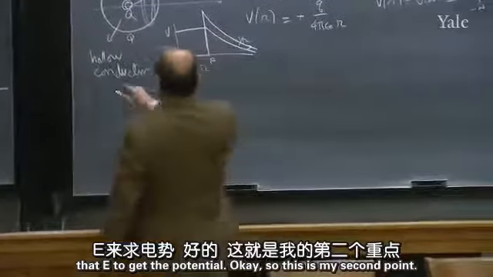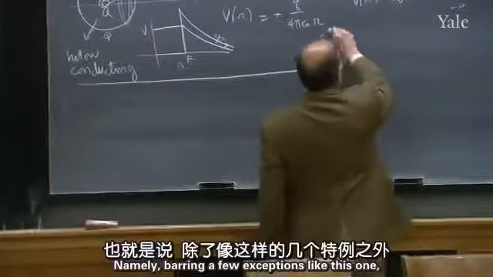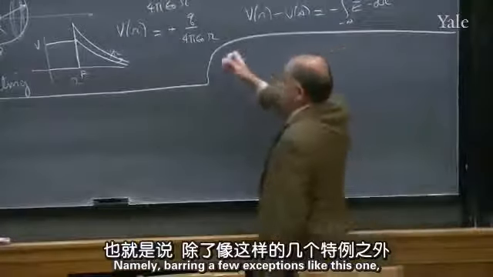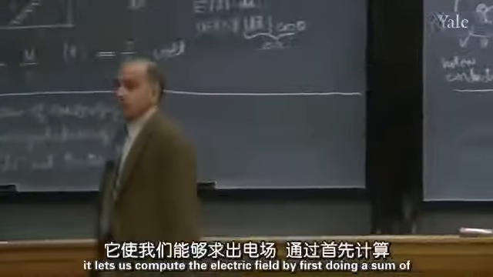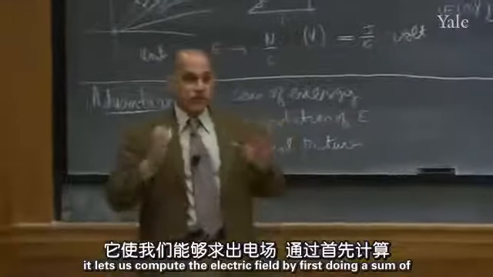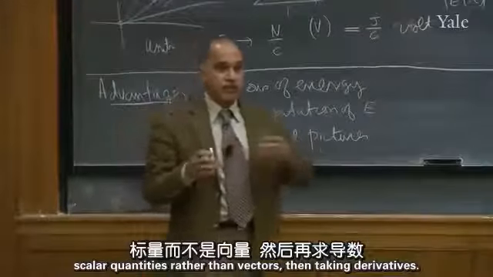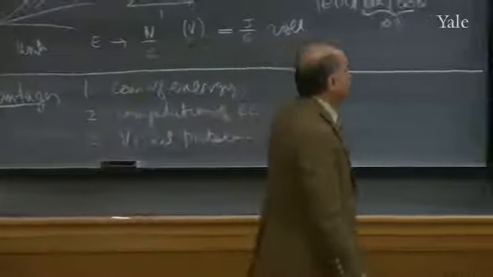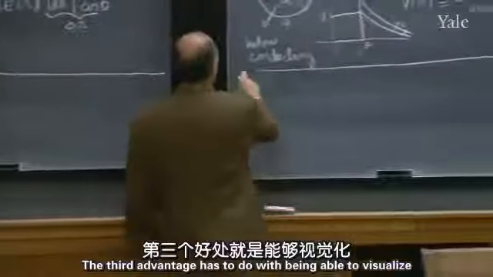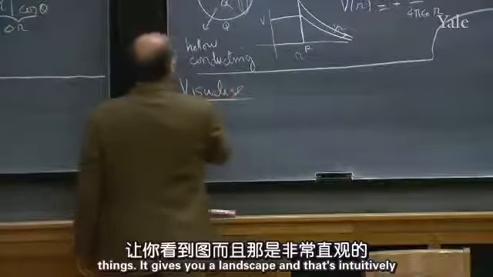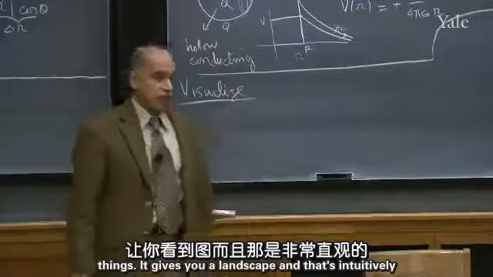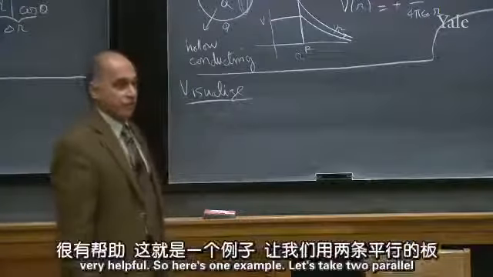Okay, so this is my second point, namely, barring a few exceptions, like this one, with high symmetry, the potential has the advantage that it lets us compute the electric field by first doing a sum of scalar quantities rather than vectors, then taking derivatives. The third advantage has to do with being able to visualize things. It gives you a landscape, and that's intuitively very helpful.